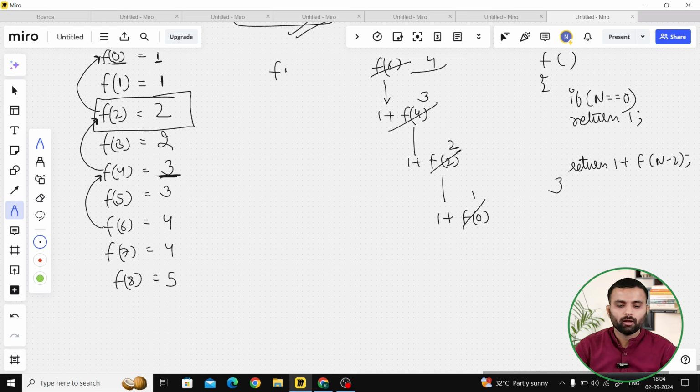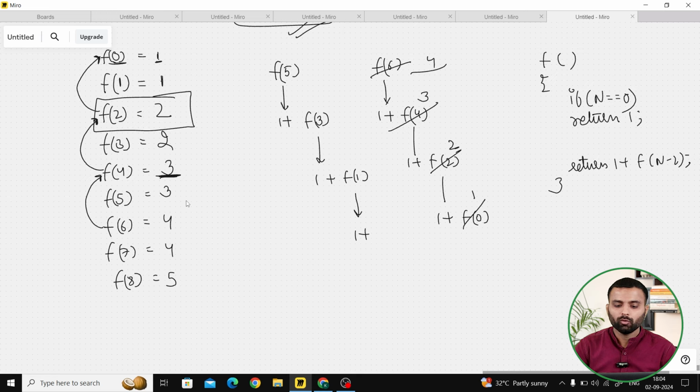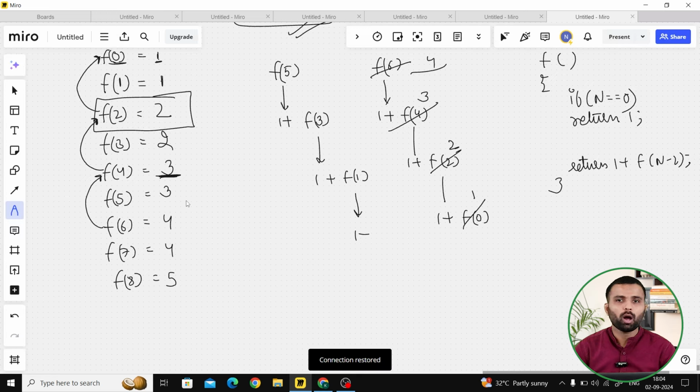So for example, if f of 5 is given to us, what we have to do is 1 plus, go 2 steps back, that will be this. 1 plus, go 2 steps back, that will be this. 1 plus, go 2 steps back. So in that case, it goes to the negative part, right? So I simply stop here. Now we know that f of 1 will be 1. So let's return 1 here.